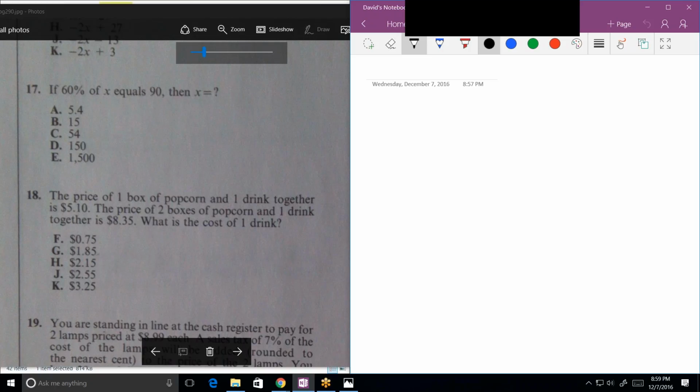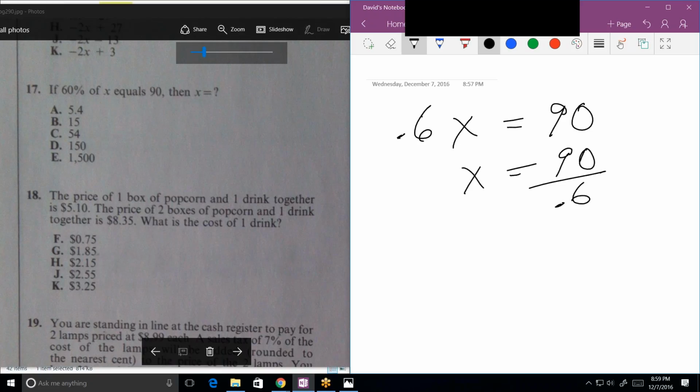But the way to set it up algebraically is 0.6 of means multiply, 0.6 times x equals 90. That's the setup. Now x is equal to 90 divided by 0.6, and that's 150.